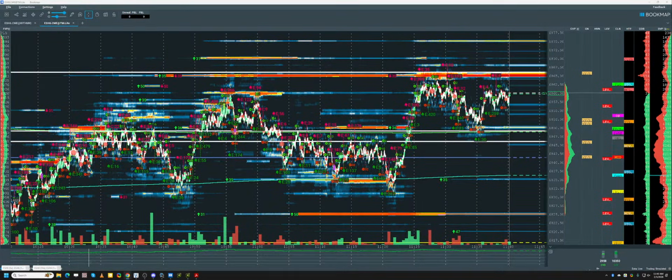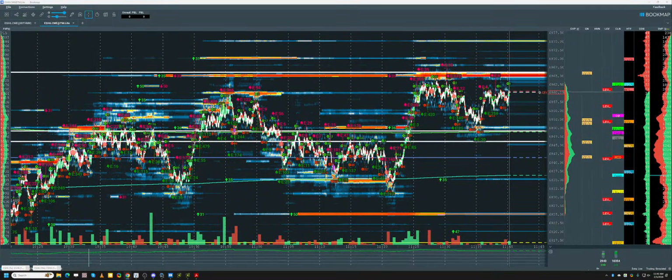I can't tell you about Bookmap on whatever day silver dropped. I can't go look at it. Greetings from Peru. Well, greetings to you.